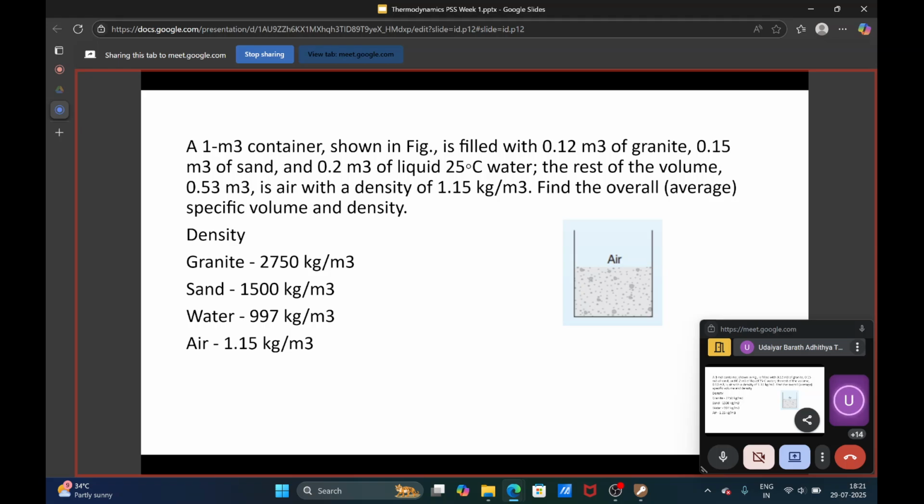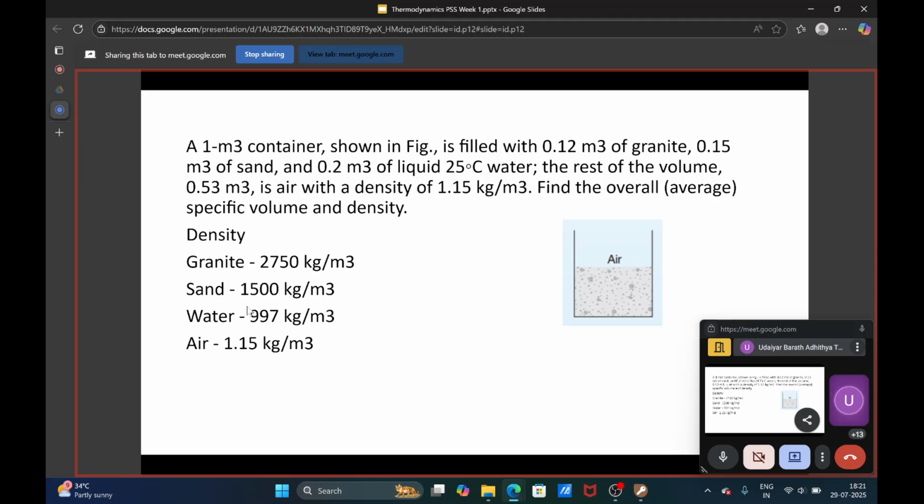So the next is a simple example to find out the specific volume or density. How do you do that? A 1 meter cube container shown here is filled with 0.12 meter cube of granite, 0.15 meter cube of sand, and 0.2 meter cube of liquid at 25 degrees Celsius. The rest of the volume is 0.53 meter cube of air with a density of 1.15 kg per meter cube. We need to find the overall specific volume and density.